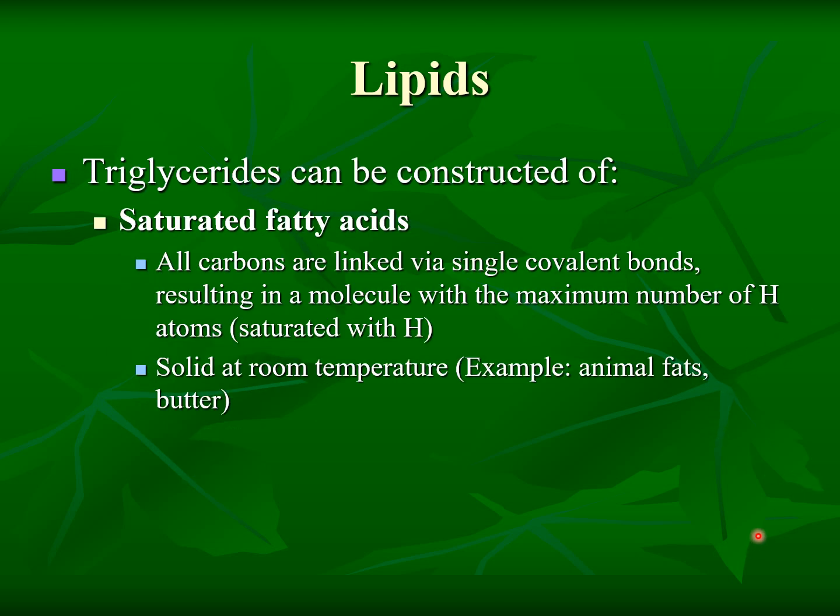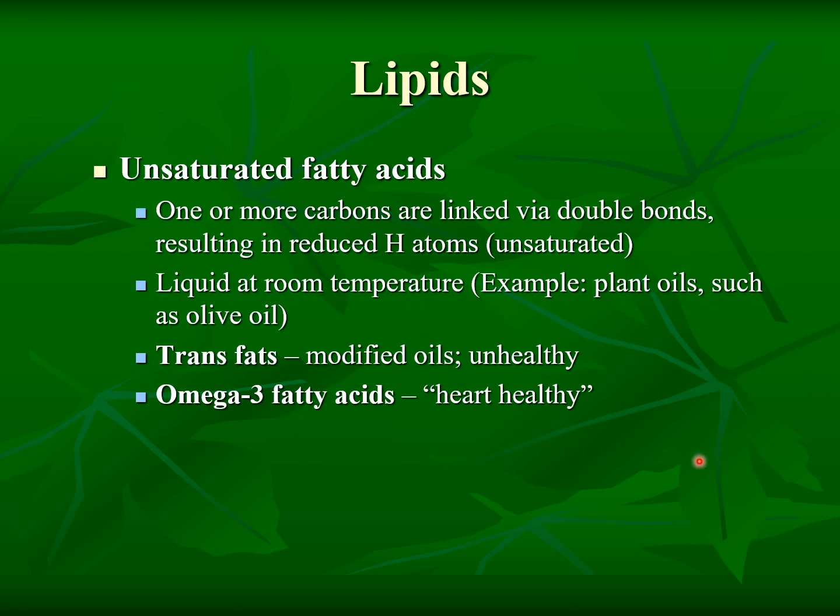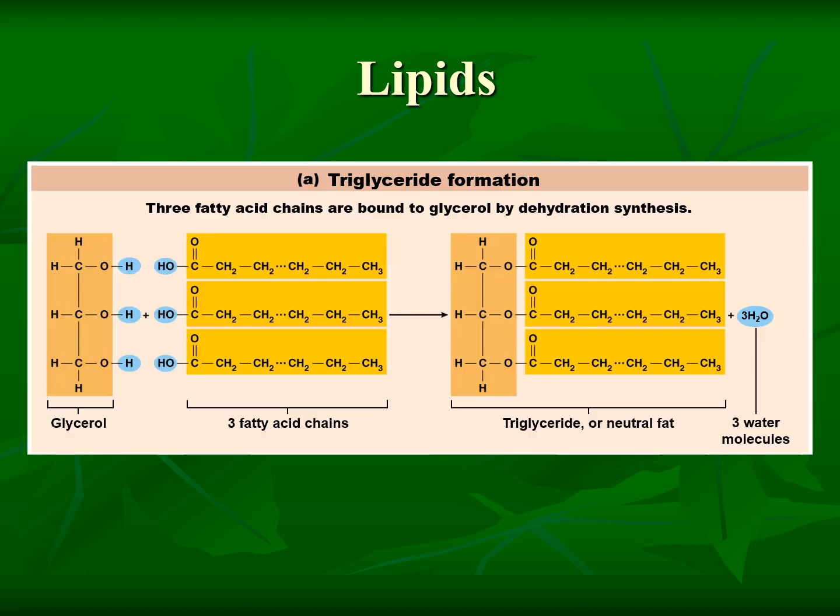Now, some of these triglycerides are comprised of saturated fatty acids. A saturated fatty acid is when all of the carbons on the chain are linked by a single covalent bond. They tend to be solid at room temperature. Your unsaturated fatty acids, at least one of the carbons has a double bond. So it's not at its maximum number of hydrogen atoms. They tend to be liquid at room temperature. The trans fats are modified oils. They tend to be unhealthy, and the omega-3 fatty acids are what is considered the heart healthy ones.